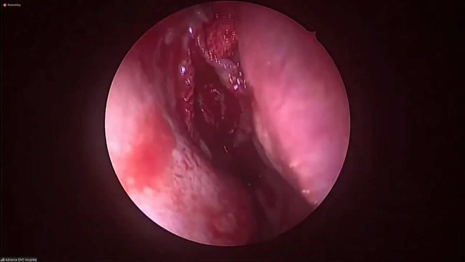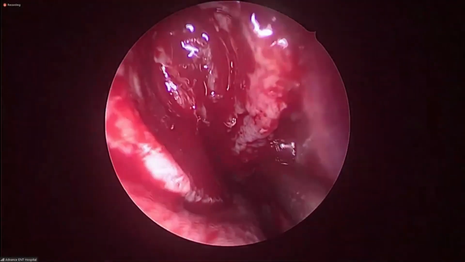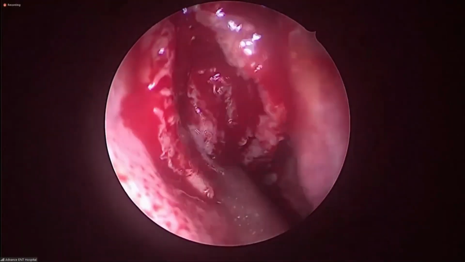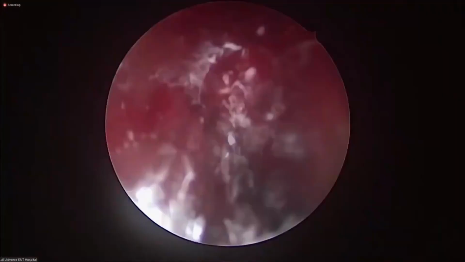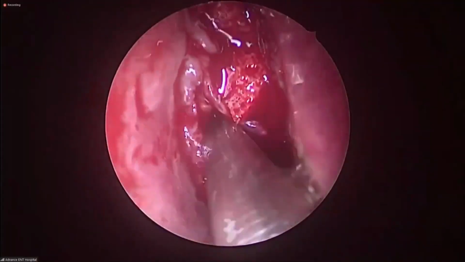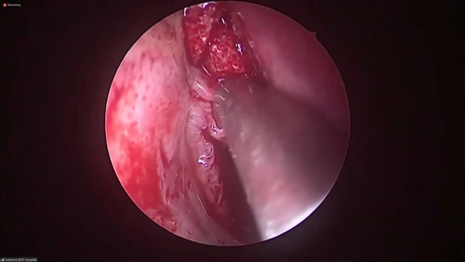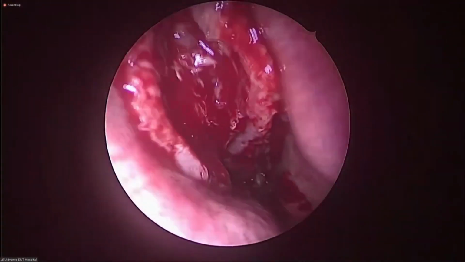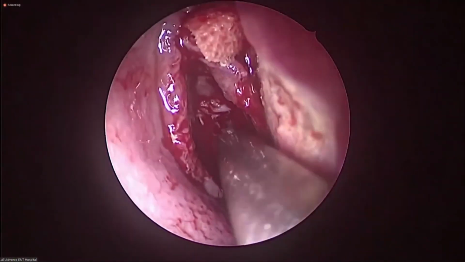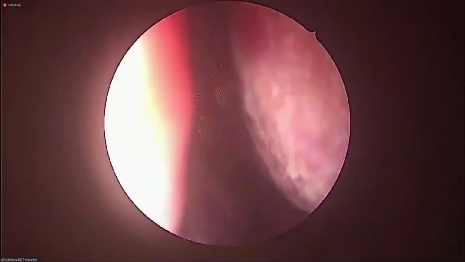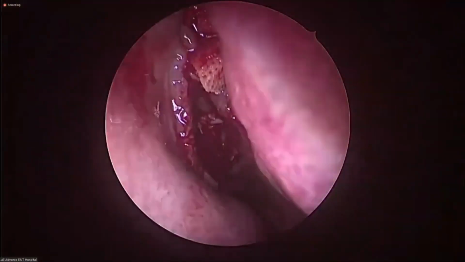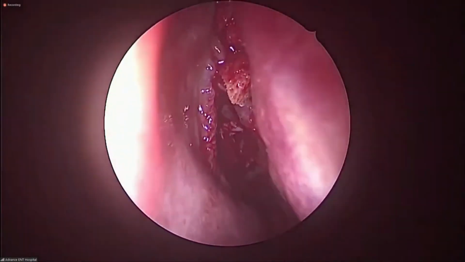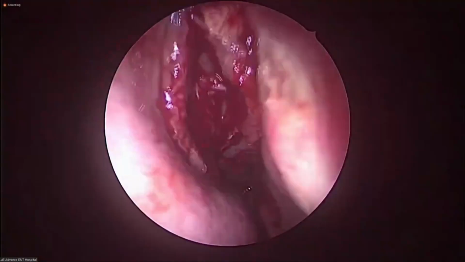I put one Merocel in the olfactory recess. So, interesting case. Yes, sir. Very interesting. Remove the Merocel. And now we'll start our sinus surgery step. See now, all set to start the sinus surgery step. Yes, sir.